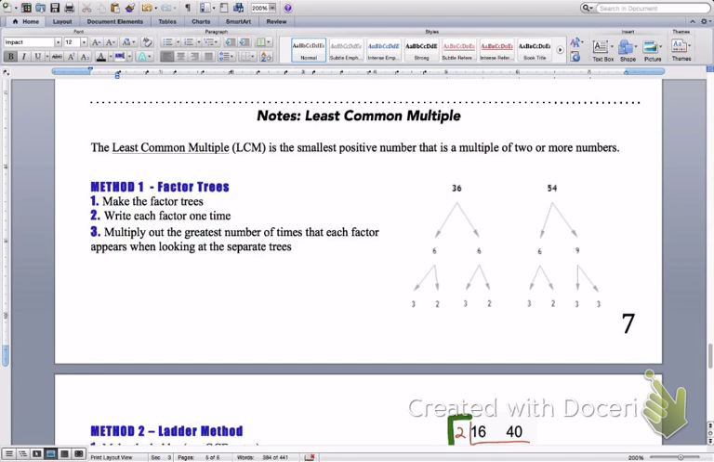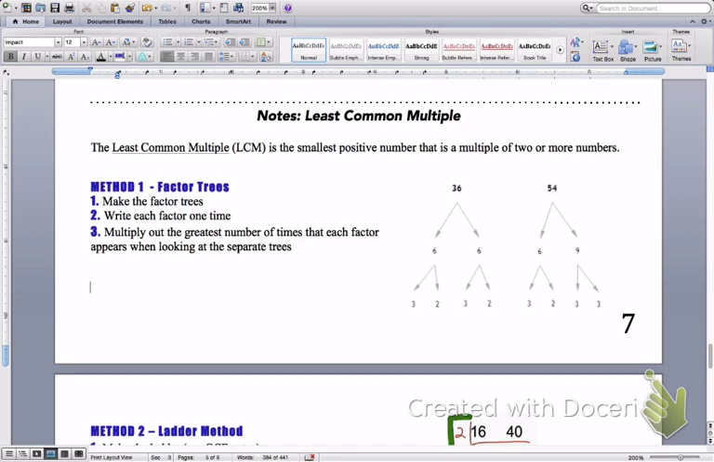Hello everyone, so we're going to keep on going with working with multiples and factors. So we're going to get into the least common multiple today. We've already gone over greatest common factor, and it's slightly different than the GCF, so we have to make sure we are careful with not confusing the two. So we're going to go over a few methods on how to do least common multiple.